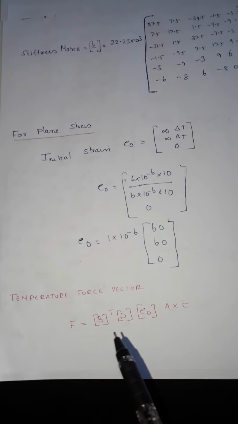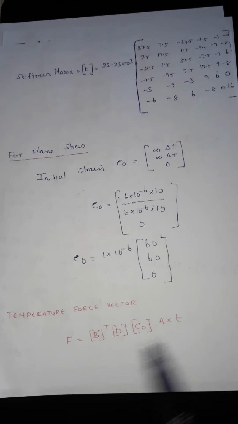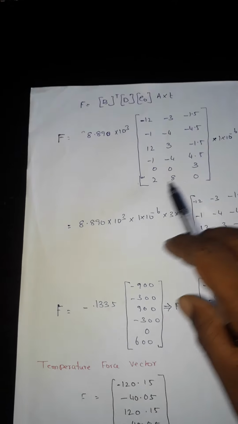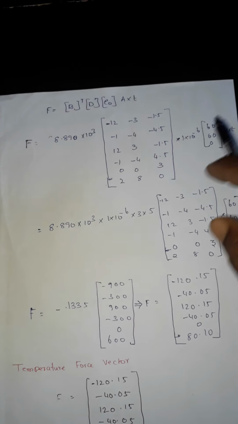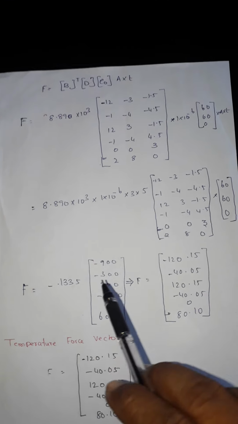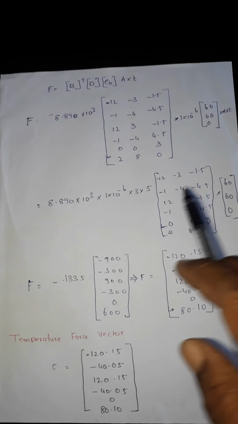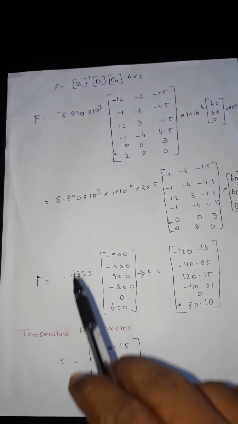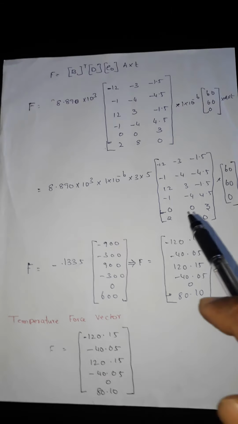So now you know B transpose, you know D, and you know E naught. So multiply in the order: B transpose D, E naught, A into T. That's what I have done. B transpose D we already know, so this into E naught. From this value you got this. Take this and this, multiply, and you got this. And this and this I multiplied, and I got this. So this is the value.